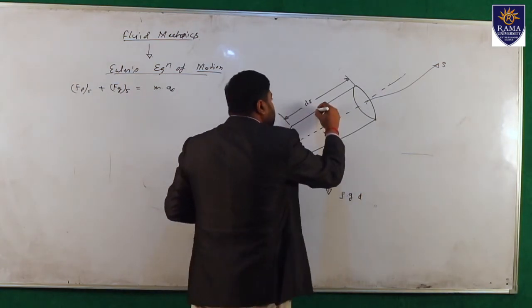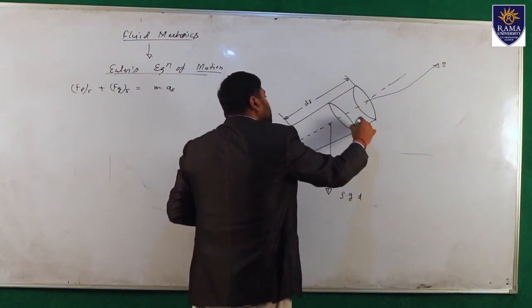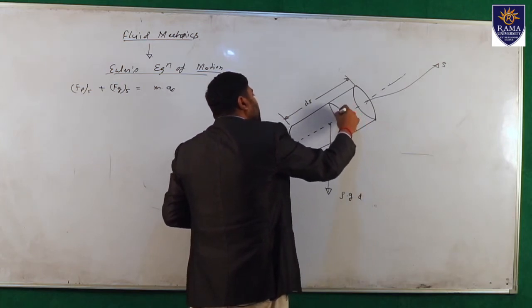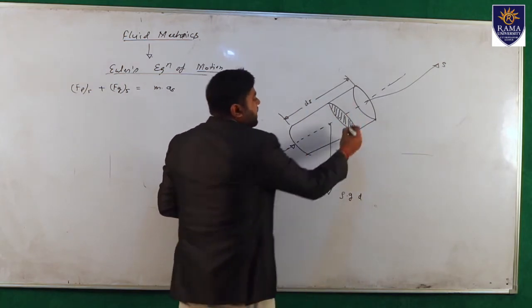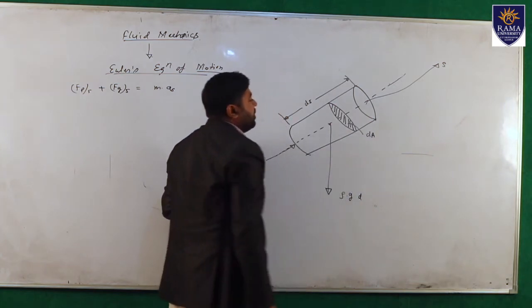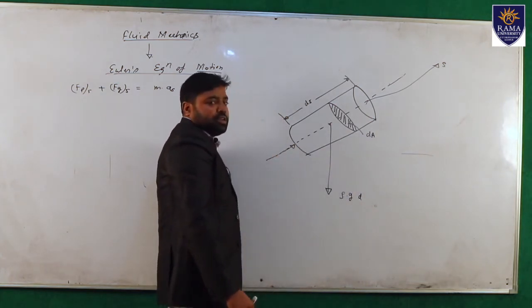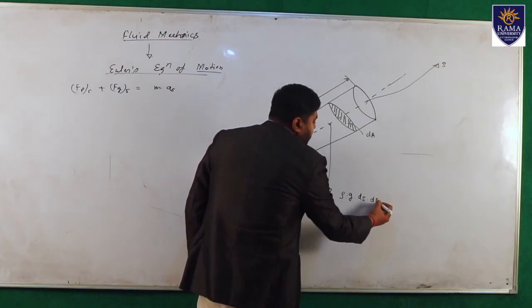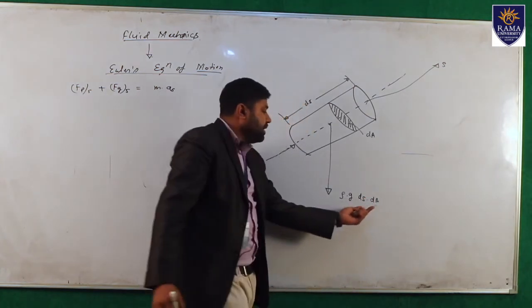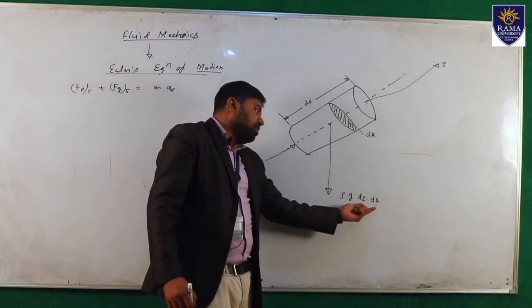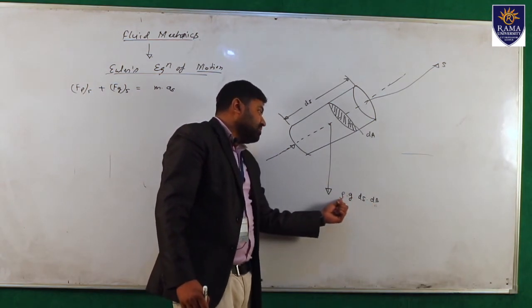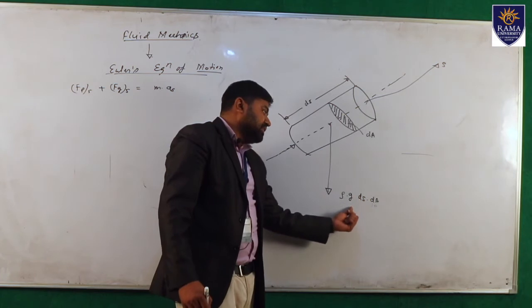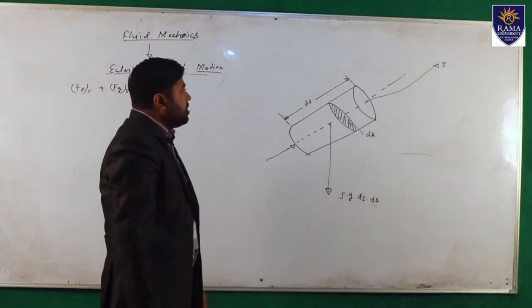The cross sectional area is perpendicular to the flow of motion, known as dA, a very small area. So ds is the length and dA is the cross sectional area; multiplying both gives a volume. Volume multiplied by the density becomes mass, and g is the gravitational acceleration.